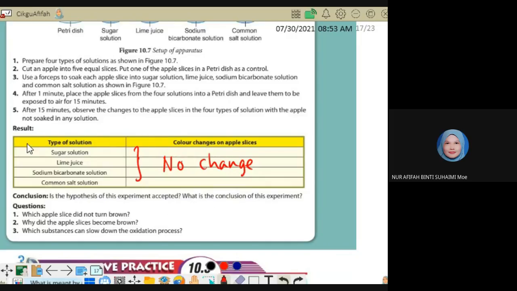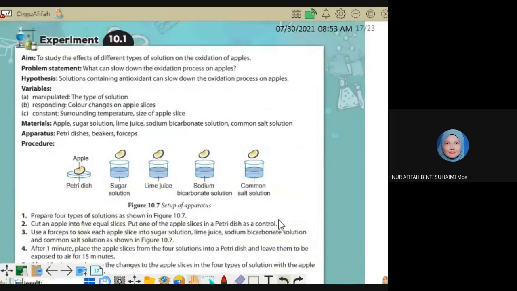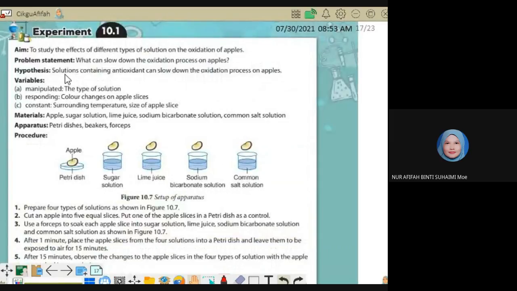So after you write down the result, you must take the conclusion. Okay, how to write the conclusion? Okay, remember, you must state first, is it the hypothesis is accepted? Okay. So dekat sini, there's no change occur. So maksudnya, sama tak dengan hypothesis yang you explain tadi. Hypothesis you. Solution containing antioxidant can slow down the oxidation process on apple. So nothing happen on the apples. So your hypothesis is correct lah.